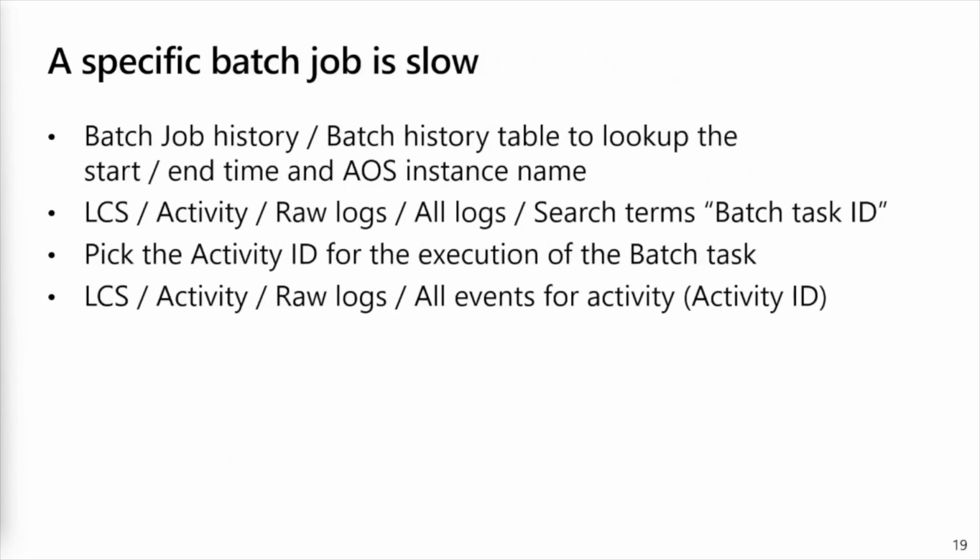In the next demo, let's have a look at the scenario where a specific batch job or task is not performing. We will use the batch job history, the batch history table, to look up the start and end times and the AOS instance name of the batch execution, then look into LCS monitoring, activity, raw logs, all logs, and use the search term batch task ID. Pick the activity ID for the execution of the batch task and look into the raw logs, all events for that activity ID.